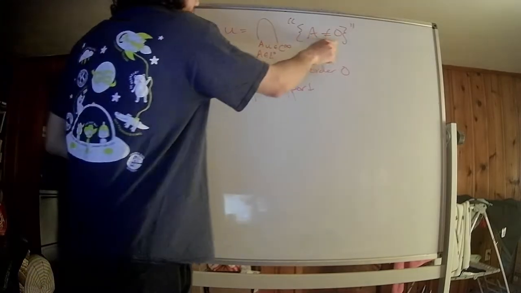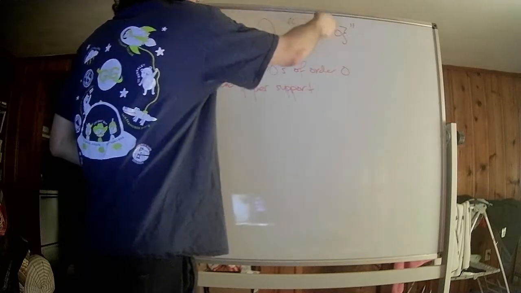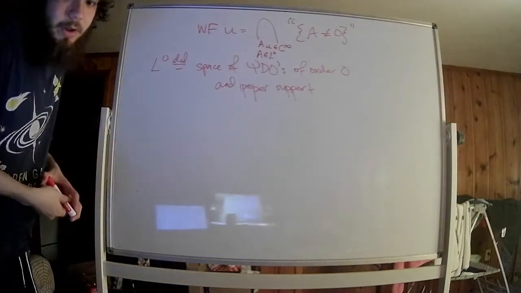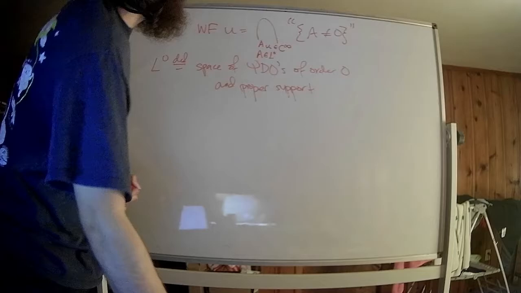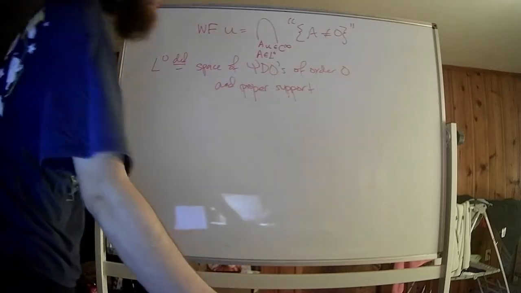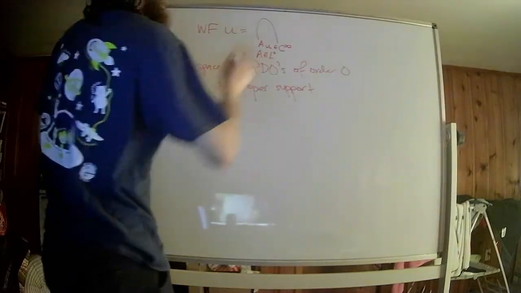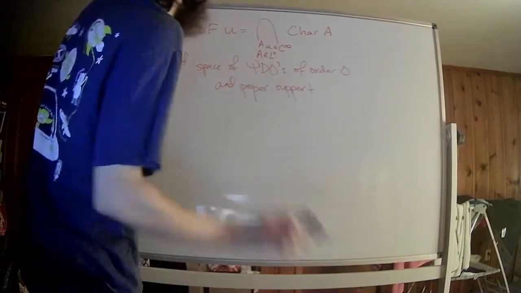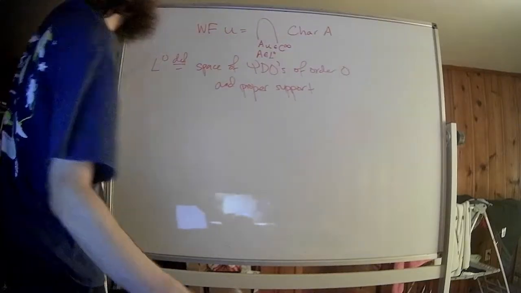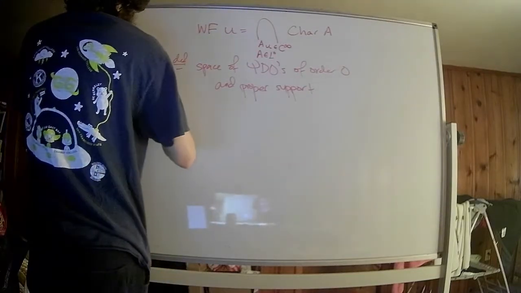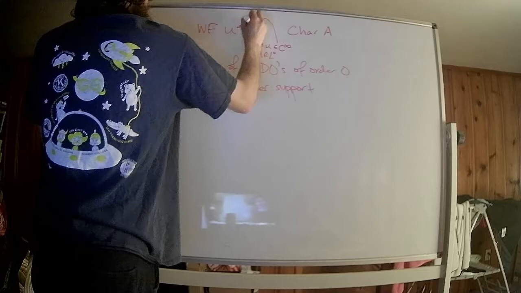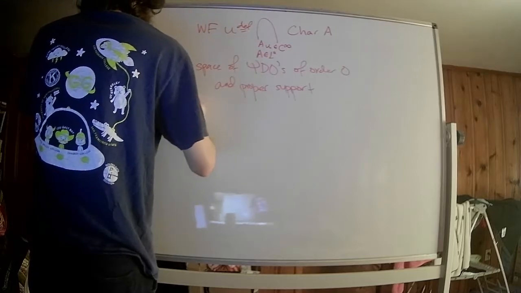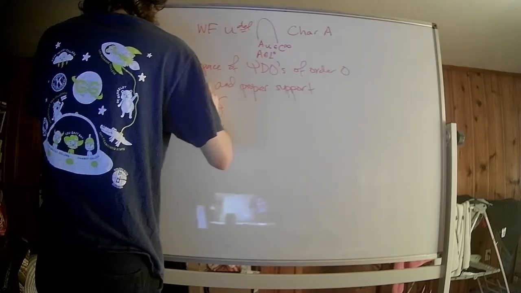And so what the hell is this? What is the set on which a pseudodifferential operator is non-zero? That's kind of a nonsensical concept, or not nonsensical, but it's the wrong thing to use. So that's going to be something called the characteristic set of the pseudodifferential operator. The characteristic set of A is by definition.